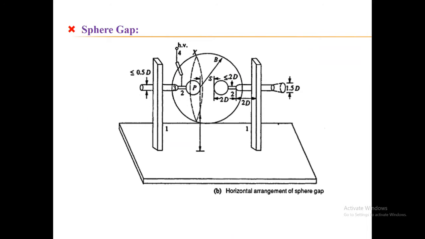This is another arrangement. As you can see in the previous photograph, the two spheres are vertically mounted, whereas in this case the two spheres are horizontally mounted. As I have told you, if the voltage to be measured is very large, then the vertical sphere gap assembly is preferred compared to the horizontal one. The reasons are, suppose I am using the horizontal sphere gap assembly for the measurement of, let us say, thousands of kilovolt magnitude.